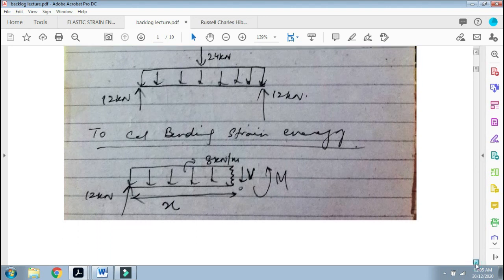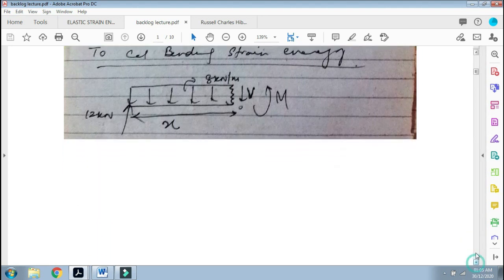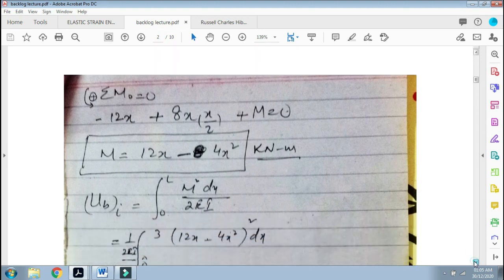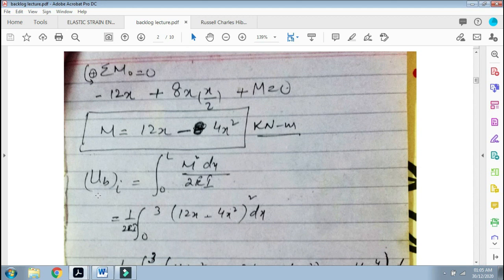So what we will get is the moment, the resisting bending moment: sum of M equals 0, minus 12x plus 8x into x by 2 plus M equals 0. So from here the internal bending moment comes out to be 12x minus 4x square. Now this 12x minus 4x square will be used in the internal bending strain energy, integral 0 to L of M square dx over 2 EI. This function is being plotted over here: 1 upon 2 EI, integral 0 to 3 of 12x minus 4x square the whole square dx.